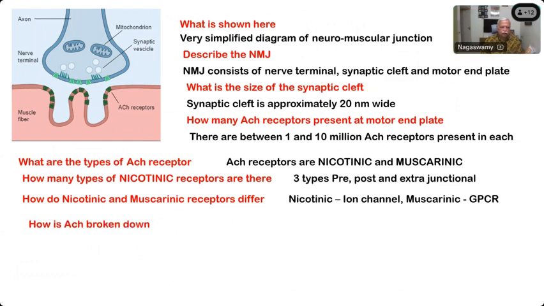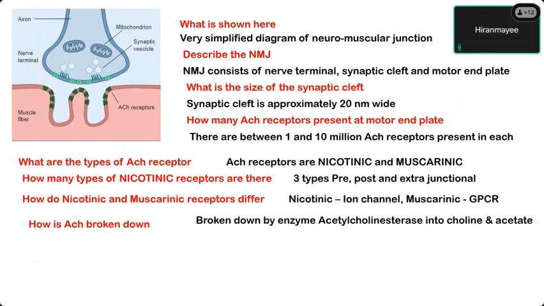How is acetylcholine broken down? Acetylcholinesterase in the synaptic cleft breaks down acetylcholine into acetate and choline. Choline is taken back into the nerve terminal through transport for reuse. Very good.